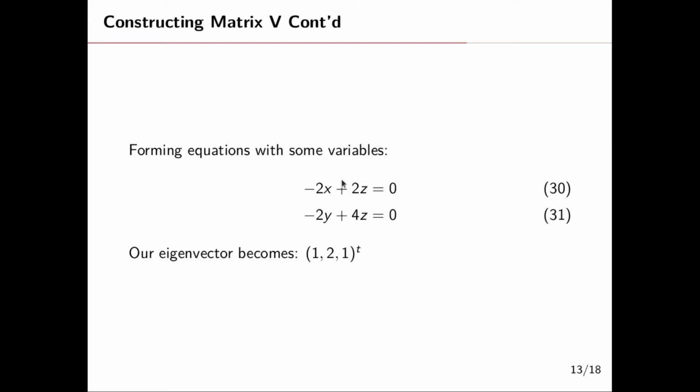considering equation 30, when our z is equal to 1, our x will automatically also be equal to 1. And then if our z is equal to 1, then from here, doing the substitution, our y is going to be equal to what? 2. That gives rise to this vector that we have seen here.